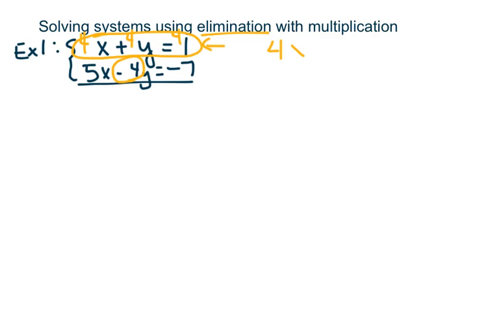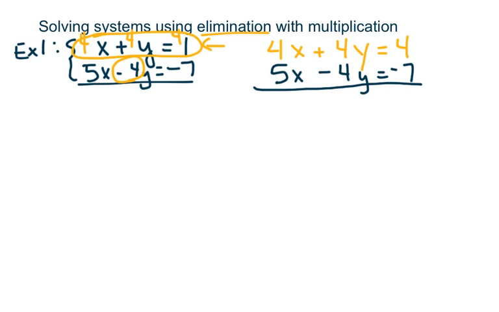So I get 4x plus 4y equals 4. And then the bottom equation is 5x minus 4y equals negative 7. And now I can do what I learned in my previous lesson. I add these, I get 9x. The 4y minus 4y cancels. And then 4 minus 7 is negative 3. I can divide both sides by 9 now. And x equals negative 1/3.